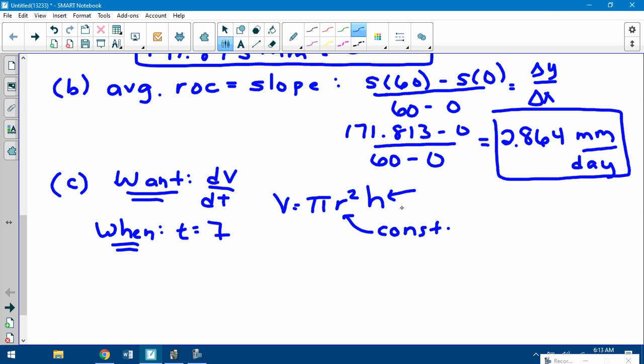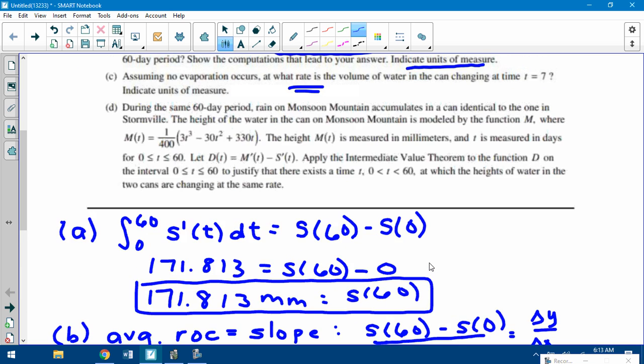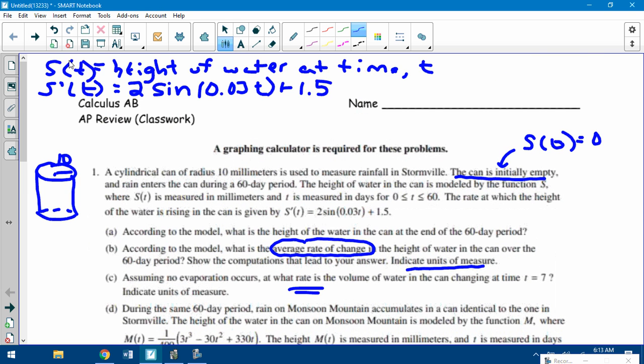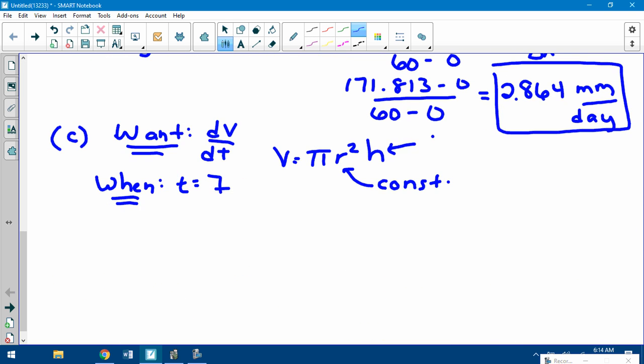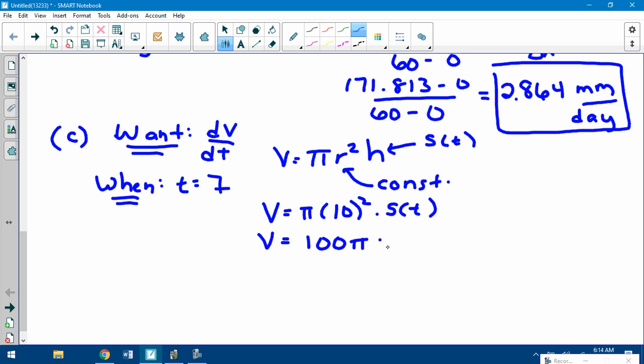What's the height of the can? And this is a little tricky too. That's why I wrote this out. S of t is the height of the water. So that's changing by a formula that we don't technically know. So volume is equal to pi times 10 squared times s of t. In other words, volume is 100 pi times s of t.